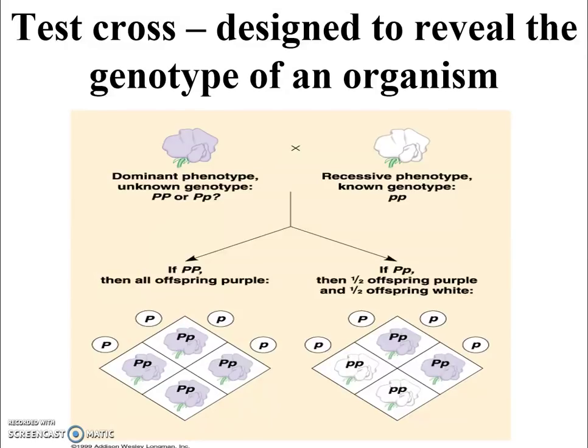So this is how you can determine, by the simple process of crossing, whether one organism is homozygous or heterozygous dominant for a certain trait. These test crosses are practiced a lot in animal husbandry as well as in breeding processes.